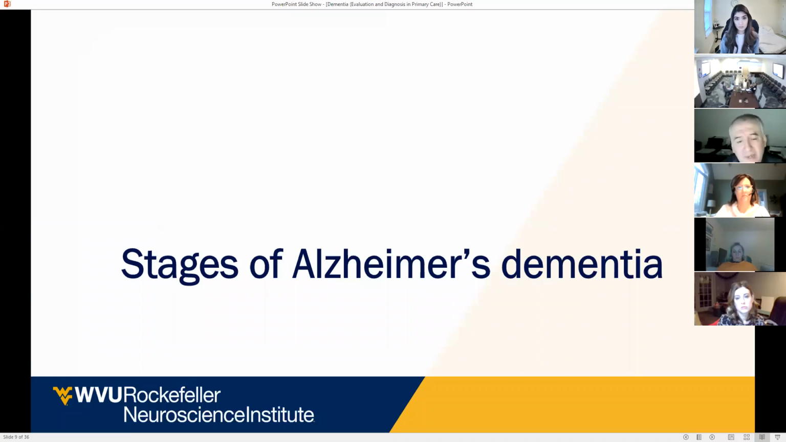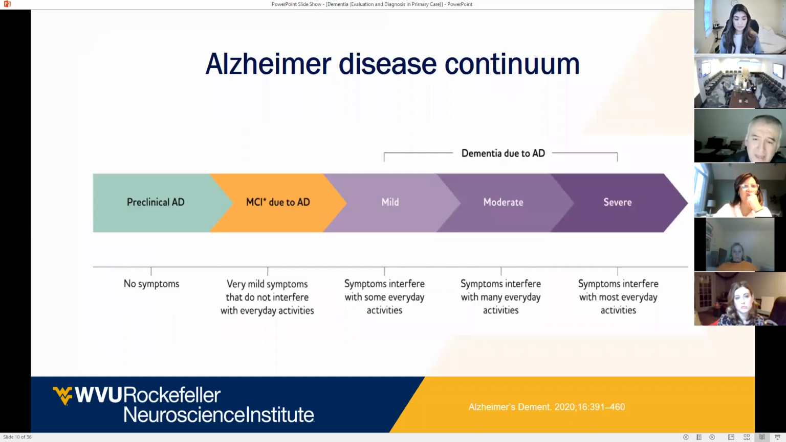Stages of Alzheimer's dementia. Next one. This is one of my favorite slides. It's coming from 2020. That's the Alzheimer's Association Facts and Figures. That's the name of the article.